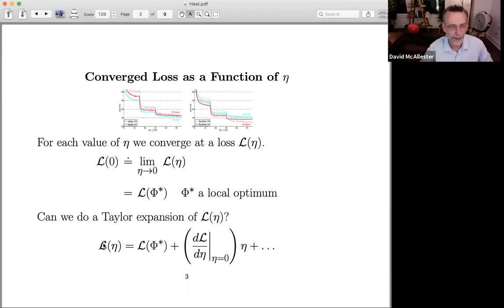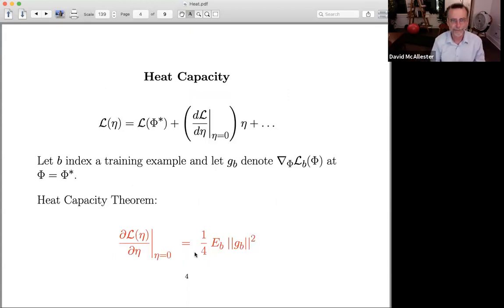That's the way Taylor expansions work, right? This is the derivative at 0 times the deviation from 0. If we interpret loss as energy and we interpret the learning rate as temperature, this is a heat capacity. It's the derivative of the energy with respect to temperature. So this is going to be a heat capacity theorem.